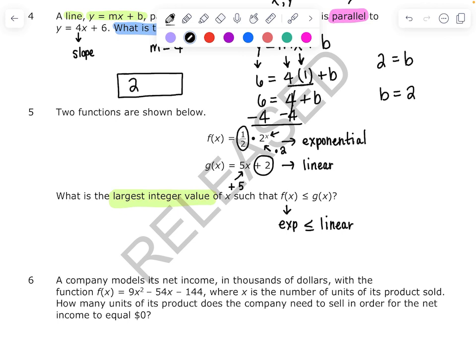So I would make a table for each of your functions. I'm just going to make a table for my linear function.